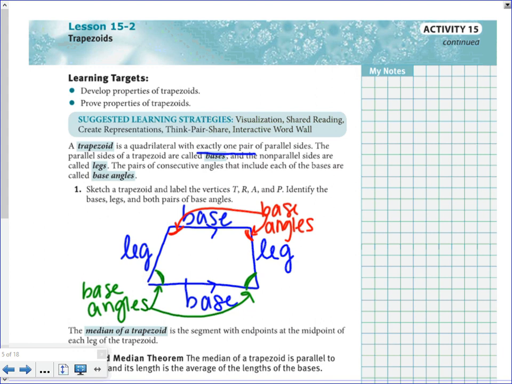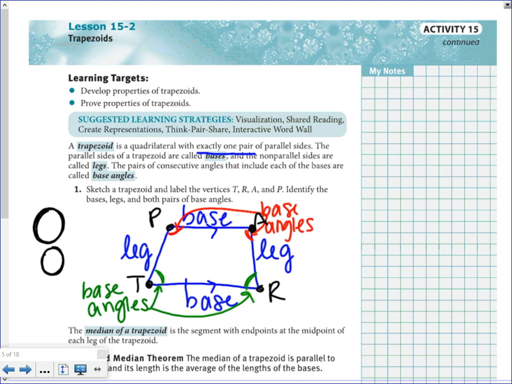Then it wants us to label the vertices, T-R-A-P. It does not matter where you start with T. I'm going to choose the bottom left here. You just have to make sure that you either go in a clockwise direction or in a counterclockwise direction with your labeling. R is not going to be able to be across from T. It has to be either going clockwise or counterclockwise. So I'm going to go counterclockwise this time. So T, R, A, and then P. And so there is your trapezoid.